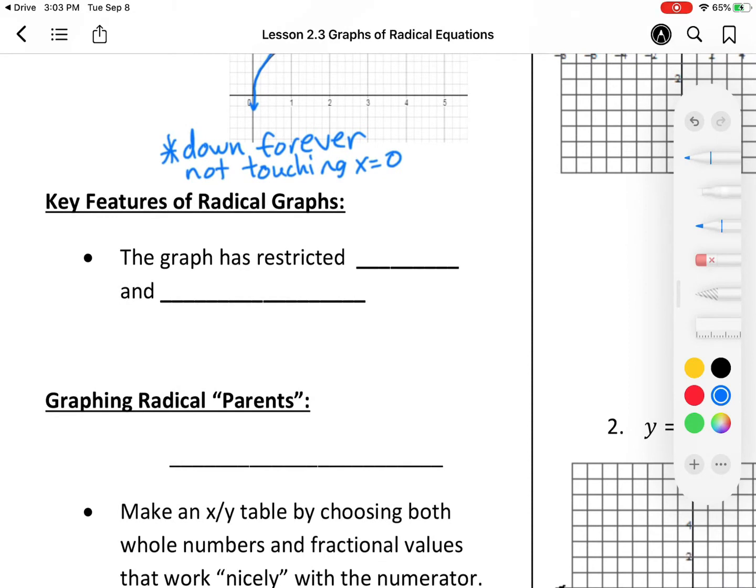So the graph has restricted domain. So it's no longer going to be negative infinity to positive infinity. It is no longer going to go left forever and right forever. It is also, just like our parabola, going to have a restricted range.